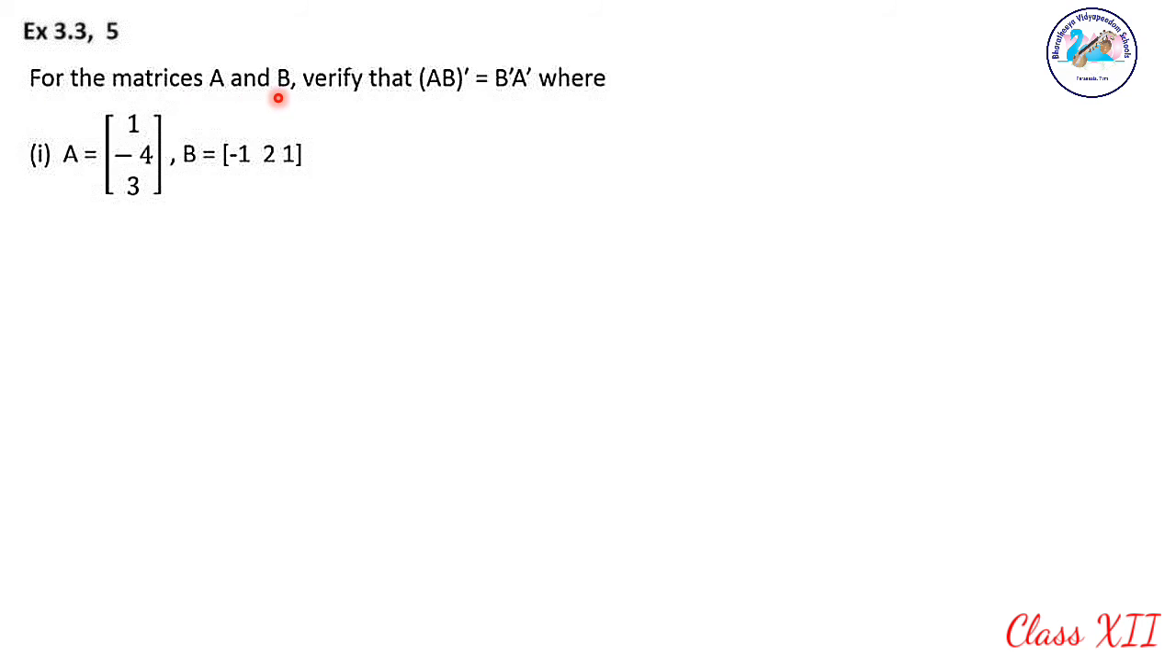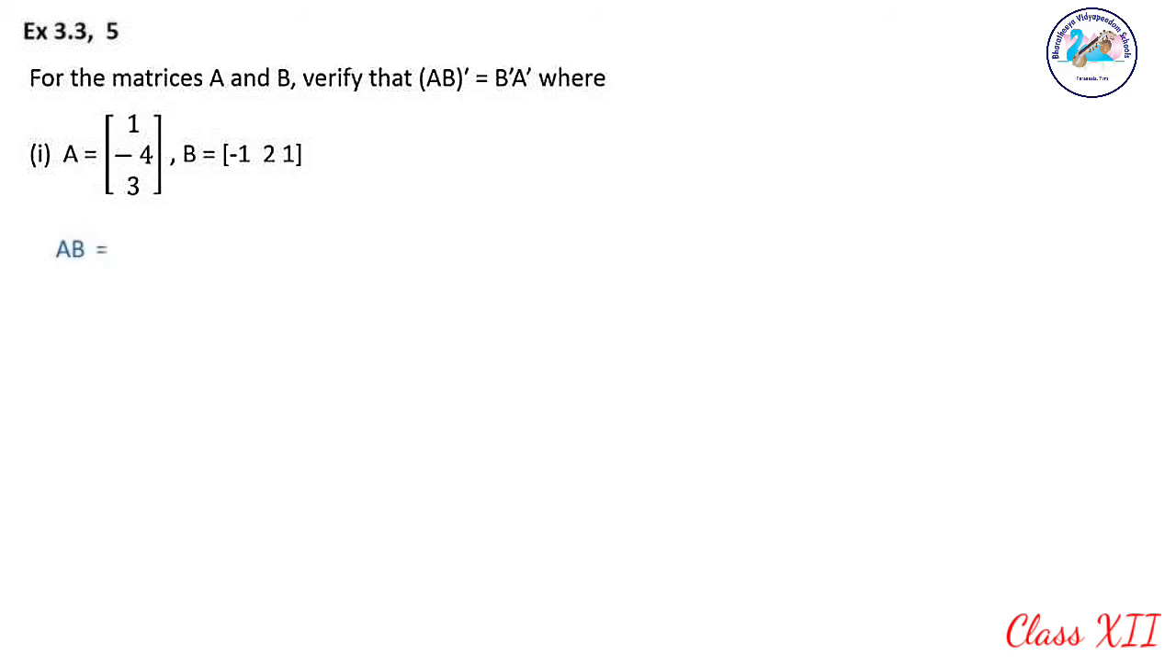Move on to the fifth question. For the matrices A and B, verify that (AB) the whole transpose is equal to B transpose A transpose, where A is a column matrix 1, -4, 3, and B is a row matrix, that is -1, 2, 1. So first of all we need to find out (AB) the whole transpose. For that we need first the AB calculation.